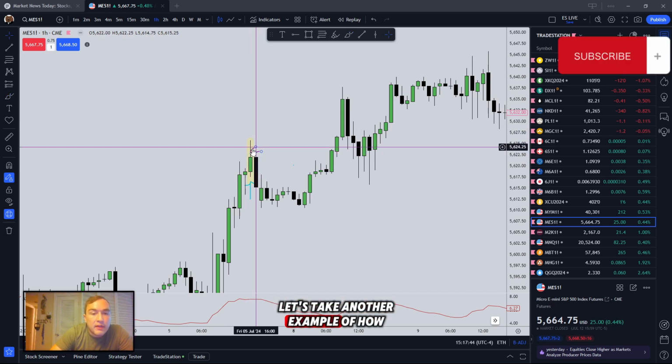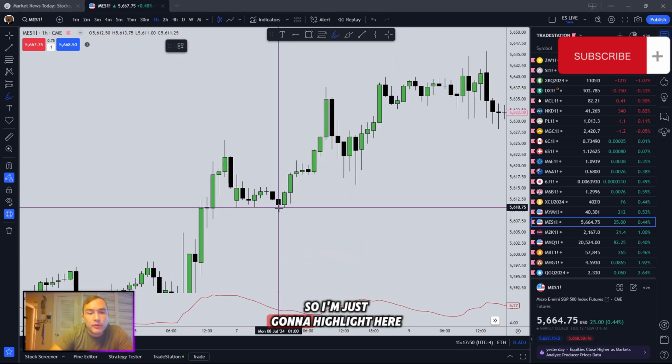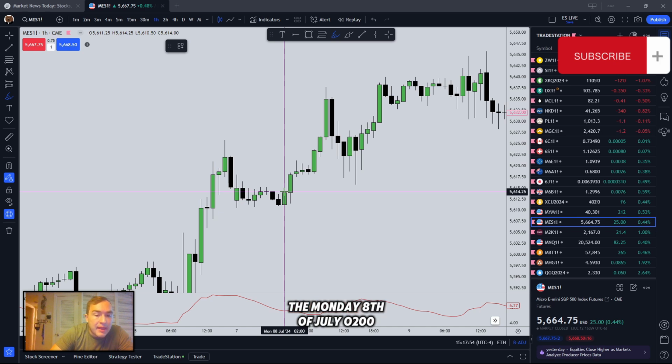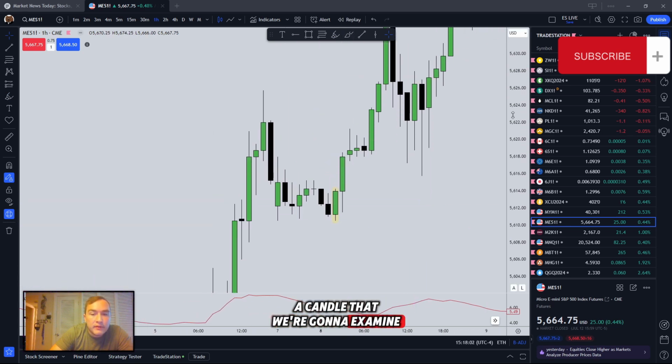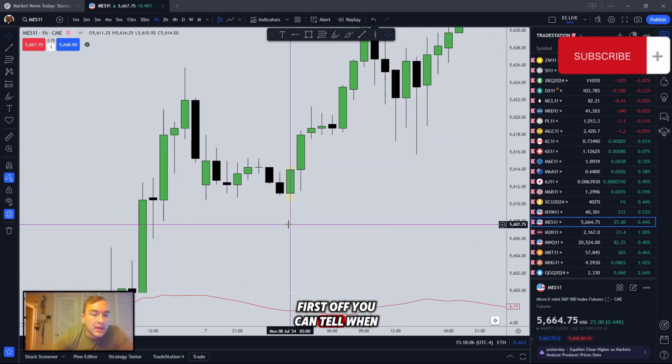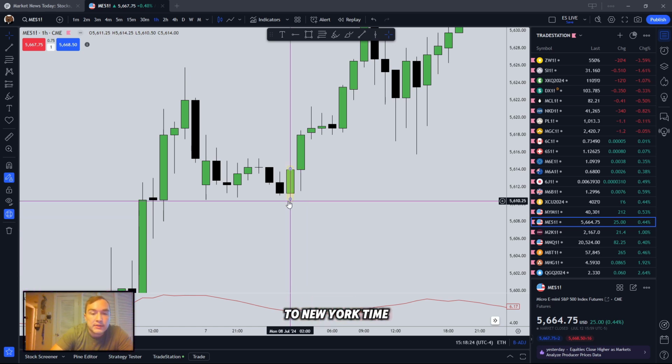So let's take another example of how we can read the open, high, low, and close for a green candle. Okay, guys, so I'm just going to highlight here the Monday, 8th of July, 0200, or the 2 a.m. candle. There it is. I have highlighted a candle that we're going to examine, and I'm going to zoom in on it. First off, you can tell when this price action happened because if I hover my cursor over it, notice at the bottom of the screen it says Monday, 8th of July, 2024, and it says 0200. That means it was 1 a.m. Chicago time or 2 a.m. New York time, and I set my clock to New York time.